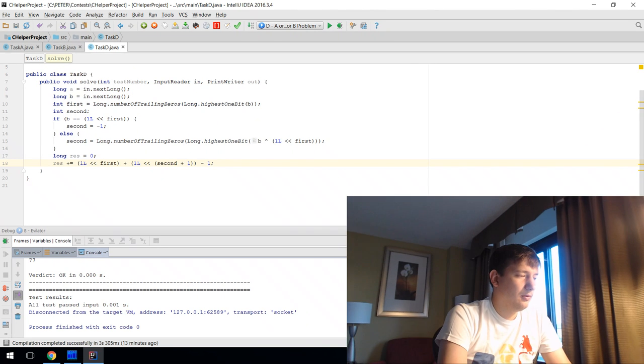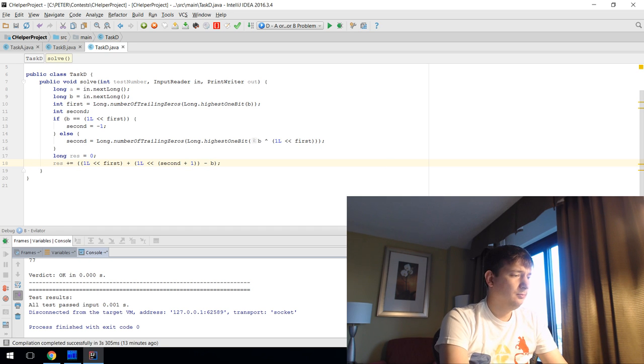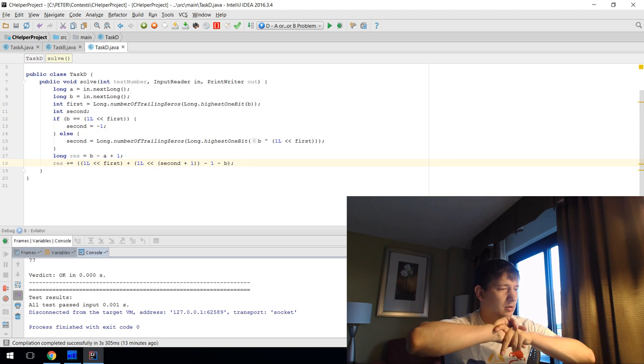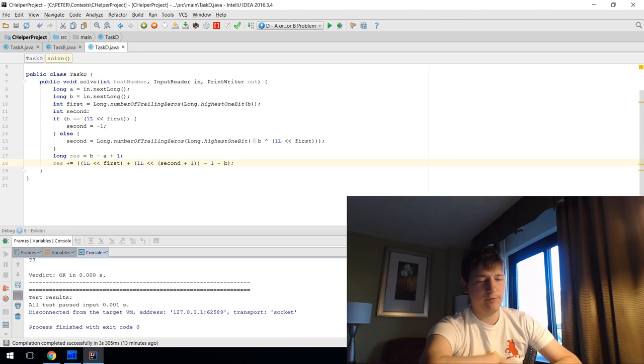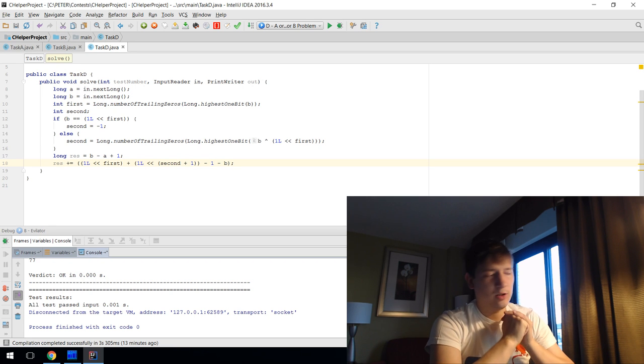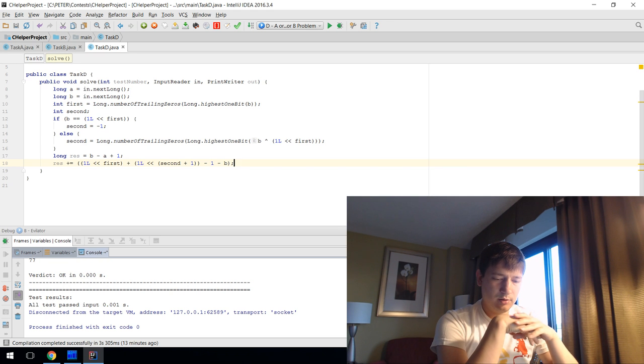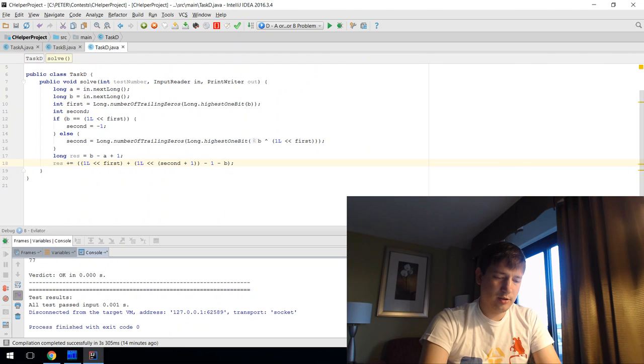So this is like the maximum number we can get, so we need to take this and subtract b and add 1. Oh, no, not add one, because here we start with b minus a plus 1, then we add those numbers that start with this prefix, and now up to numbers that have a change somewhere in the middle. So there we can go, we can basically put an a.